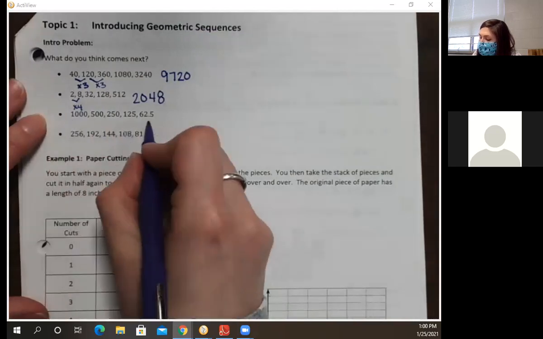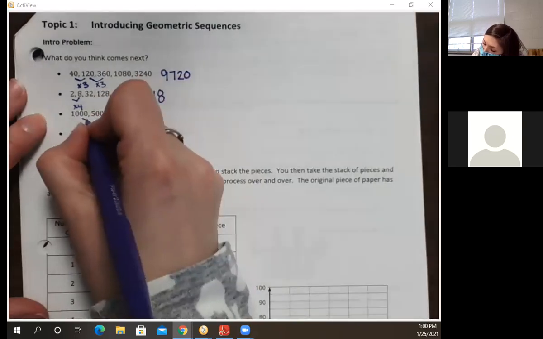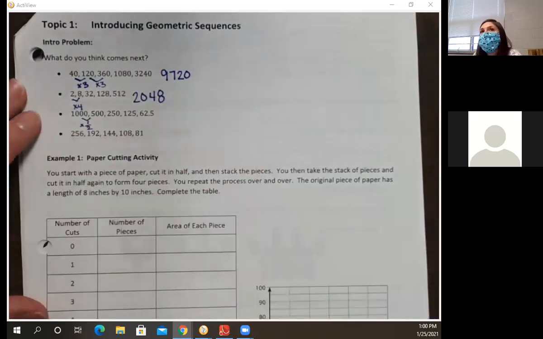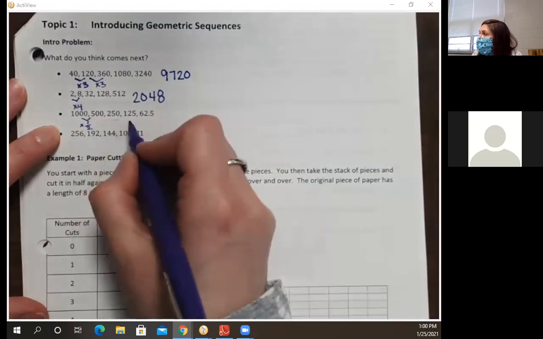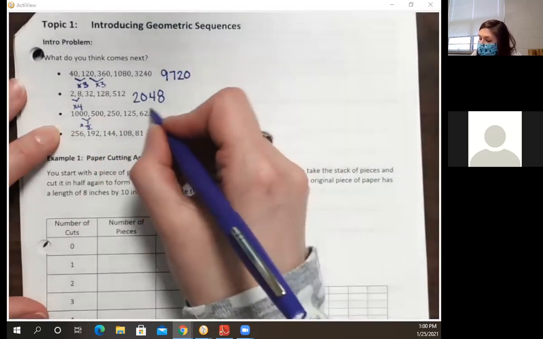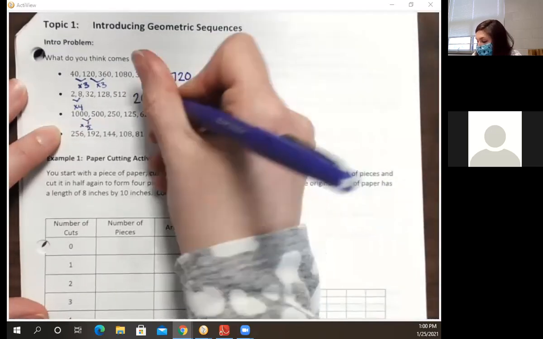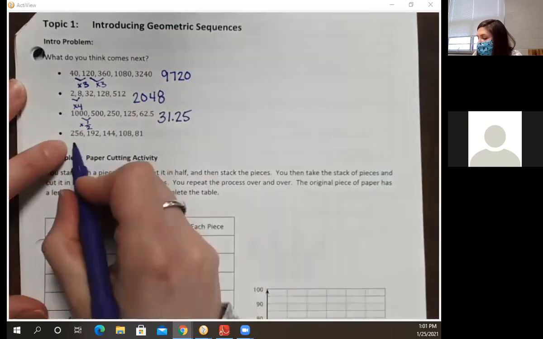How about this third sequence here? We're dividing by 2. That would be the same as multiplying by a half or 0.5. So we're cutting our number in half every time. 62.5 times a half would give us what? Perfect, 31.25. And then how about this last one?